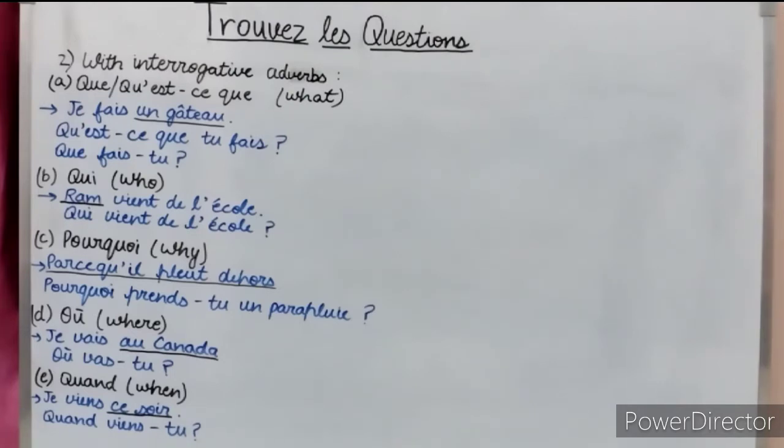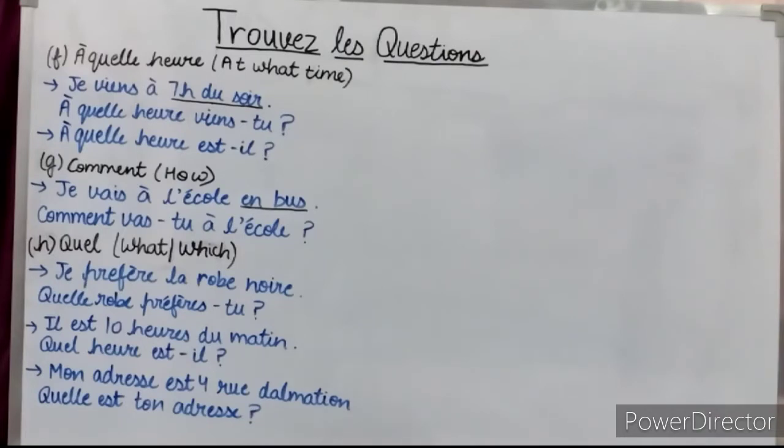Let's see the E part. Quand. Quand means when. Je viens ce soir. I come this evening. When do you come? Quand viens-tu? So here the answer is je viens ce soir, and the question would be quand viens-tu? When do you come? So ce soir is underlined. Let's see the F part. À quelle heure? At what time?